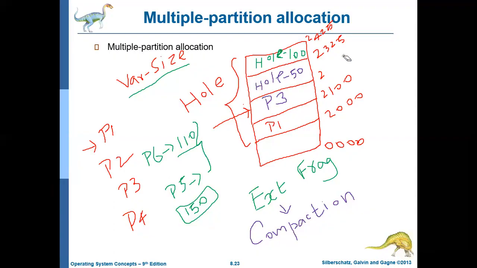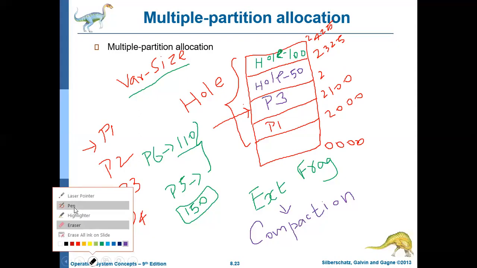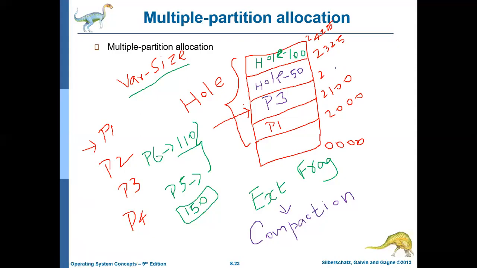Yeah, it needs plus 175. So 100 plus 175 is 2275. So P2 will be allocated 2200 up to 2275. Okay, and the next 50 MB, that is 2275 to 2325, will be a hole, and the next 100 MB will be a hole, and then the operating system will merge these two holes.